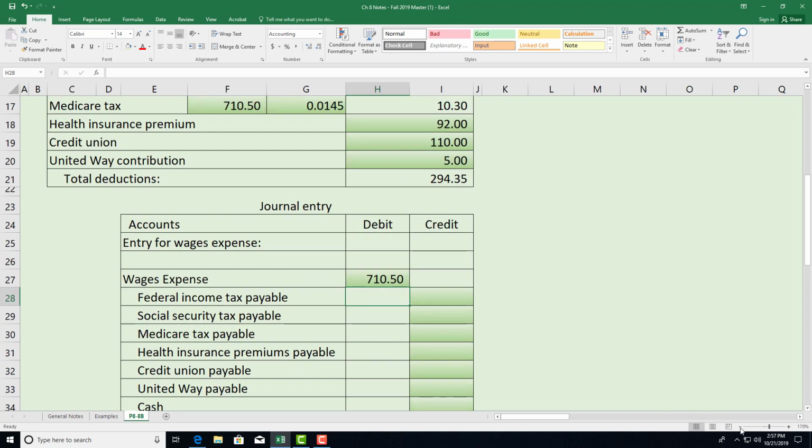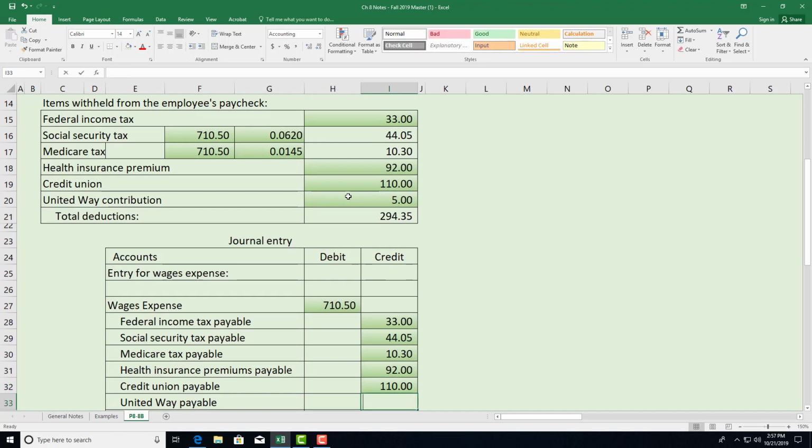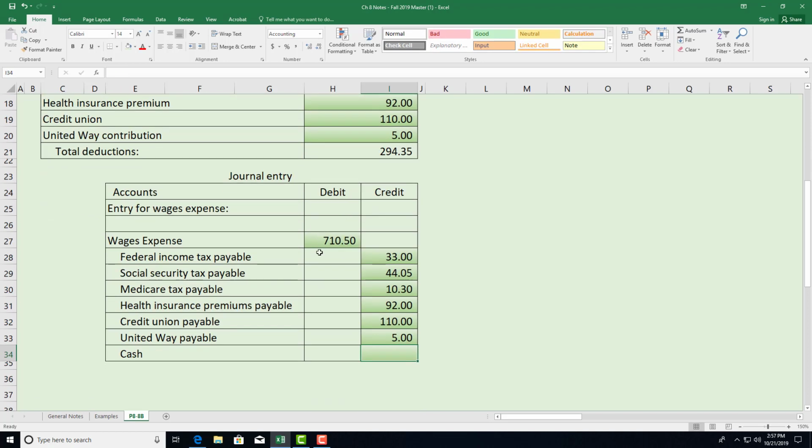So let me zoom out just a little bit. For income tax payable, and I'm just going to do equals this cell, hit enter. Social Security payable equals that. Medicare equals this cell. Health insurance, $92, credit union $110, and United Way payable $5. And then the difference is going to go to cash.